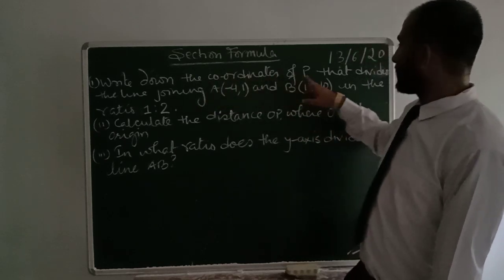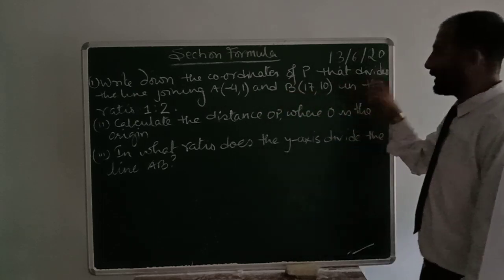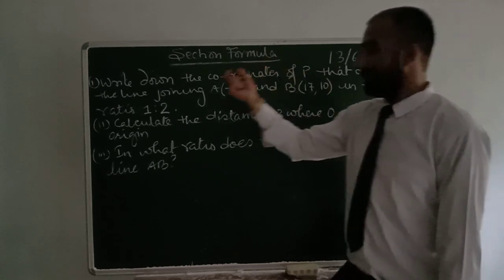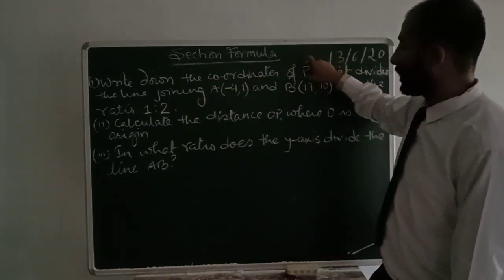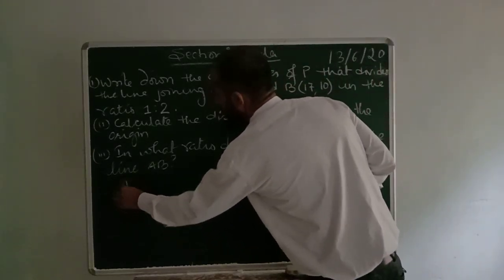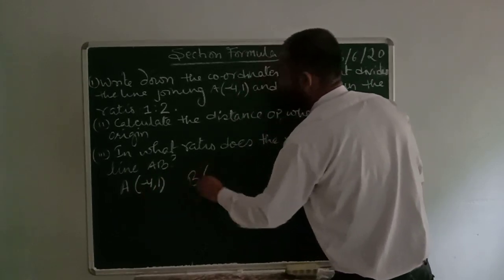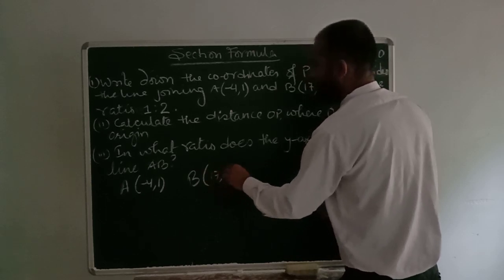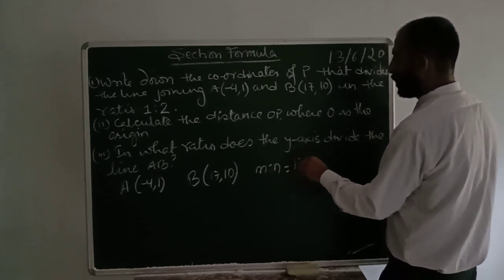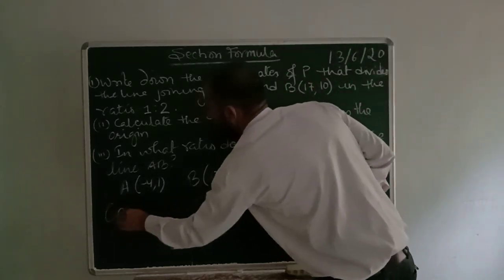Write down the coordinates of P that divides the line joining A and B in the ratio 1:2. That means we are given the two coordinates of A and B, and we are given the ratio, and we are supposed to find out the coordinates of P using section formula. Okay, let's find out. A, we have got -4 and 1. B, we got 17 and 10. And m:n we have 1:2. Okay, so let's go for the coordinates of P.